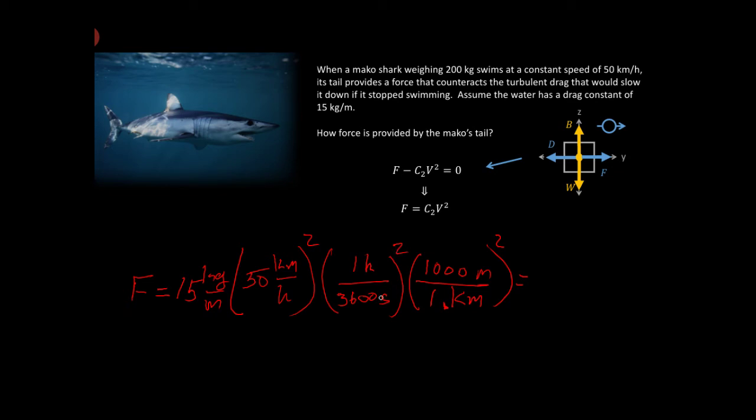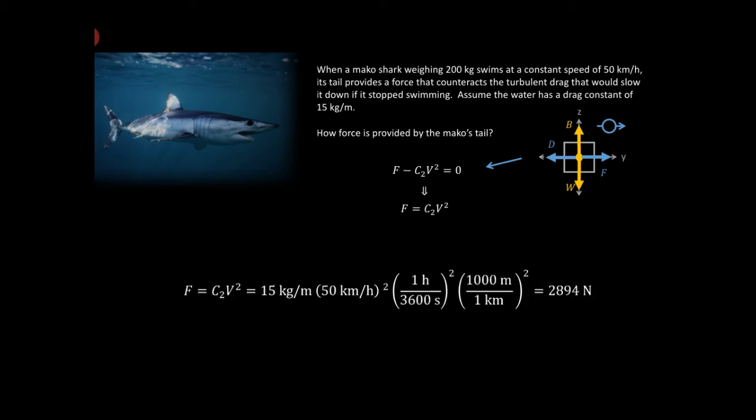So fortunately these things are squared, so that 3,600 becomes a 36 and that 1,000 becomes a 10. So now we have 15 times 50 squared times 100 divided by 36 squared. And I'm not even going to pretend to try to do that one. So that'll be 2894 if I plug it into a calculator. So 2894 newtons. 2893.5 I think is what I got, last night or the night before when I did that. And so there we are, we have the 2894.